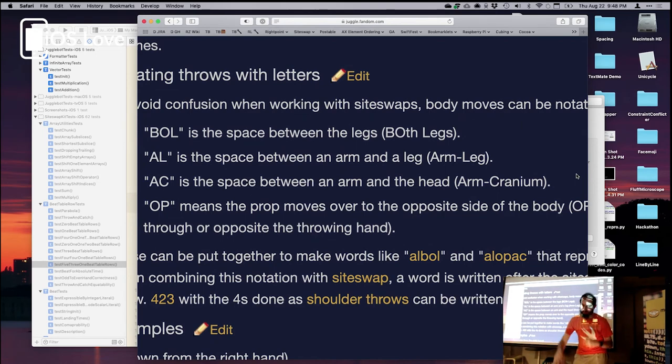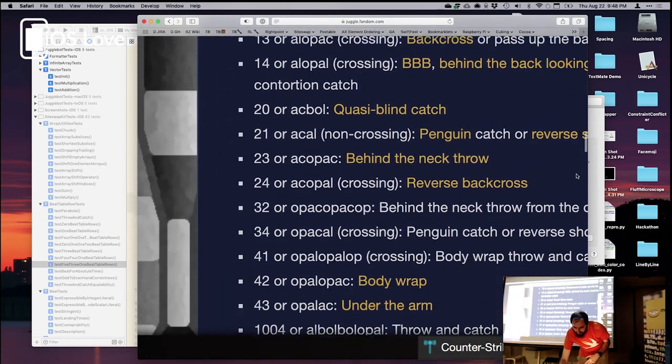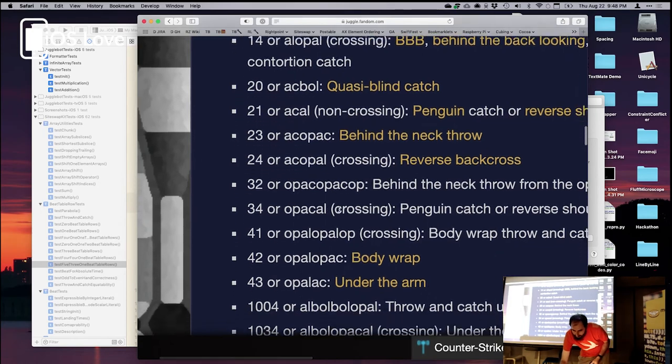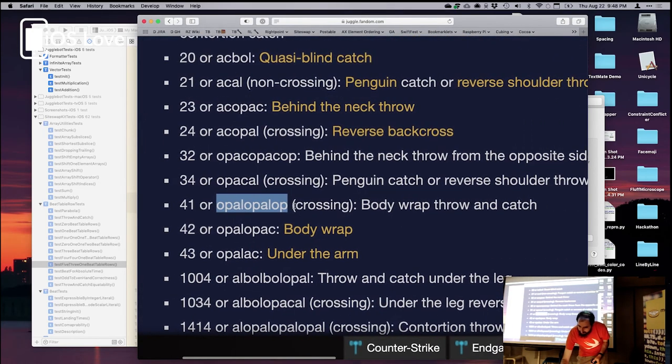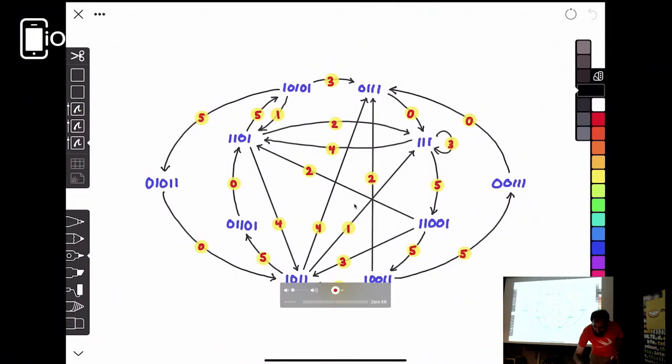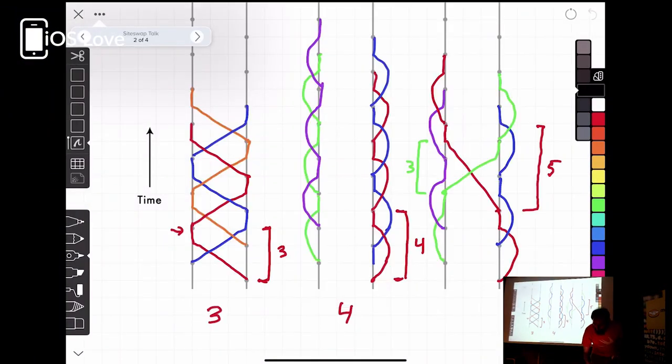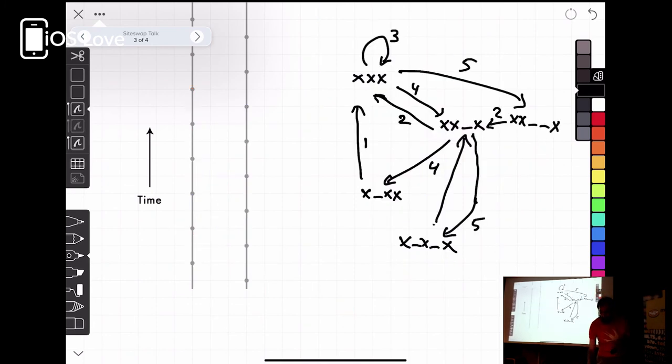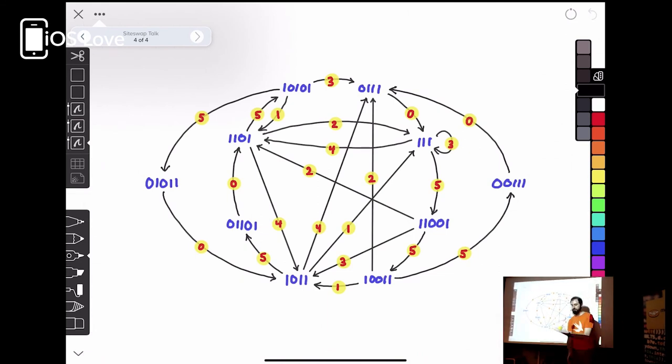And then you can combine these together to make the body wrap, feel, and catch. So that's probably like here to here, for example. That notation is totally separate from this notation I've been showing you, which is called siteswap, because in here, the sites of the balls swap over. But yeah, you can use some of those notations to do things like this.